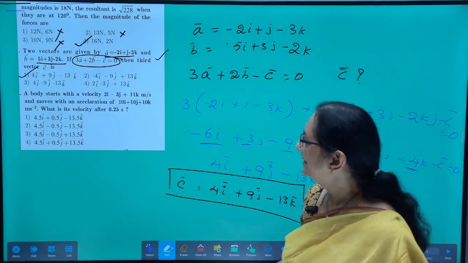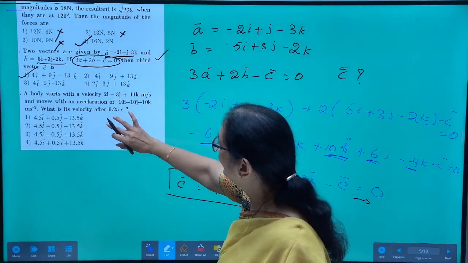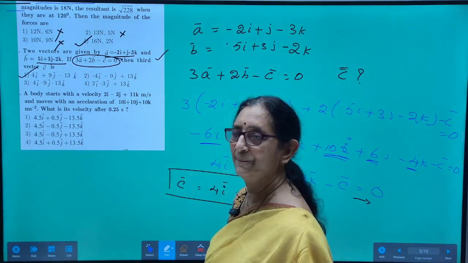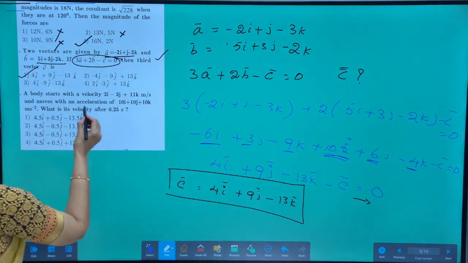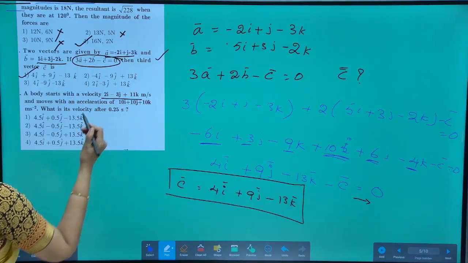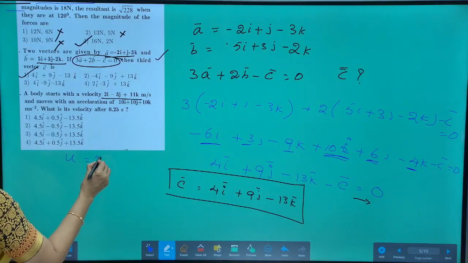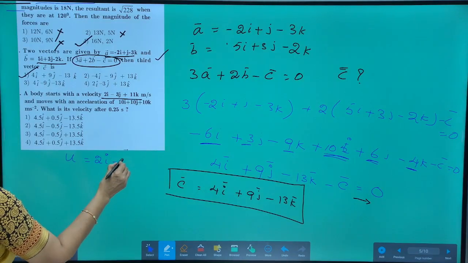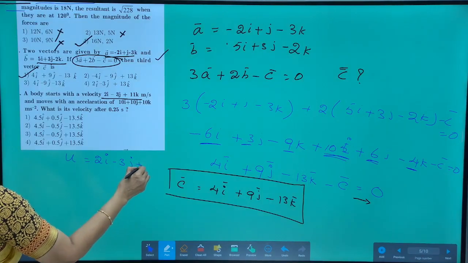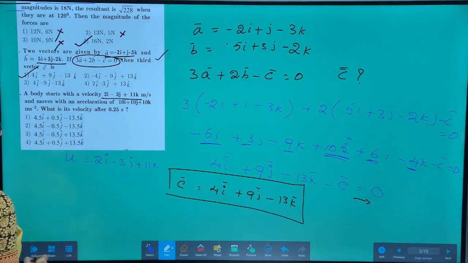Okay. Now, let us move on to the next problem. See here, a body starts with a velocity. The initial velocity of the body is given as 2i minus 3j plus 11k meter per second.